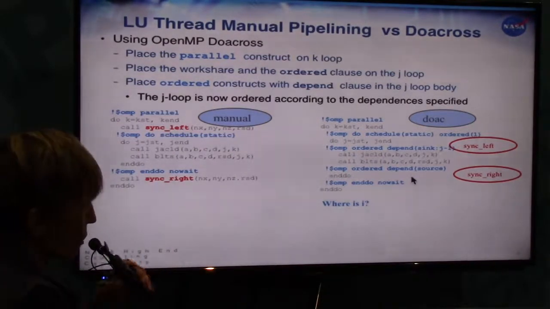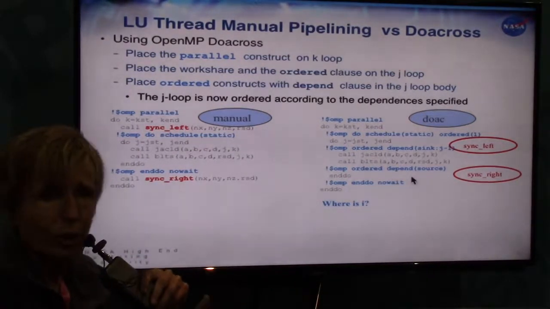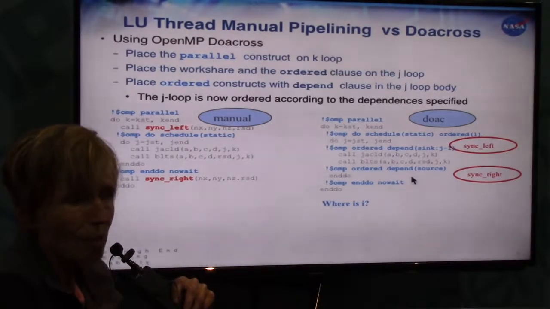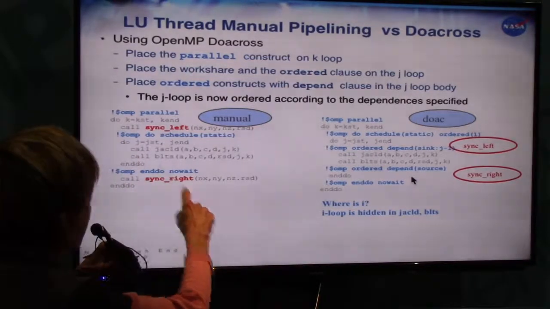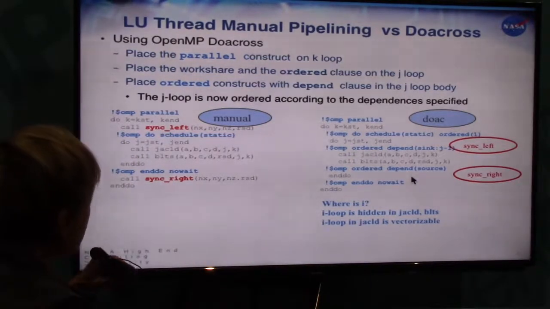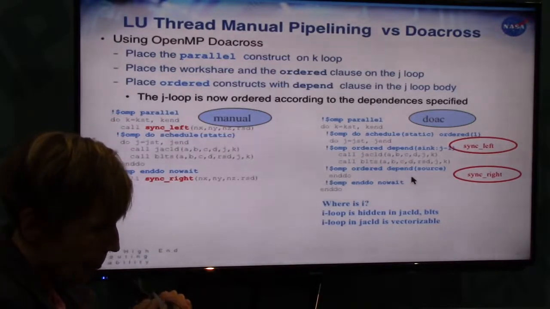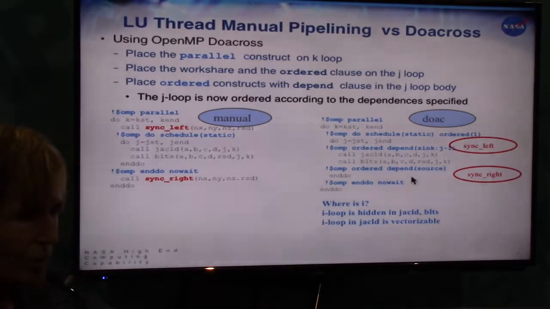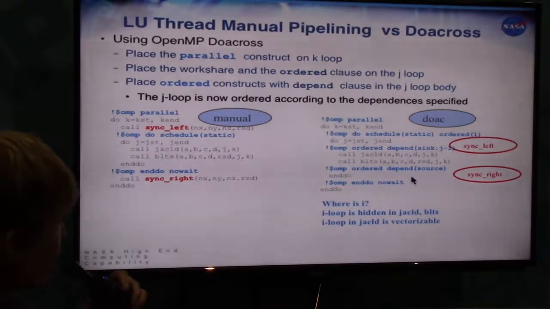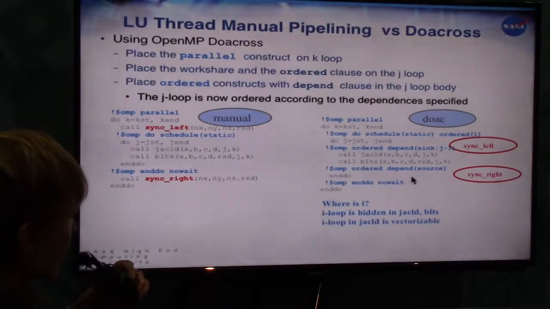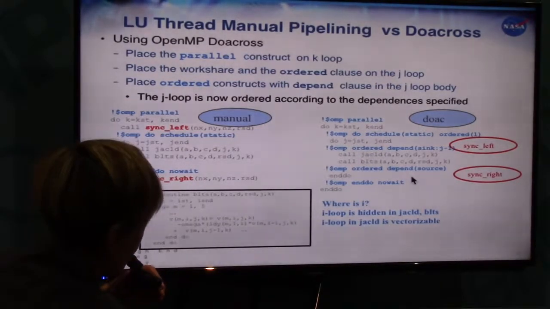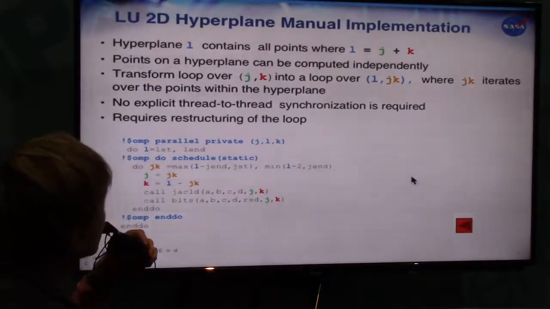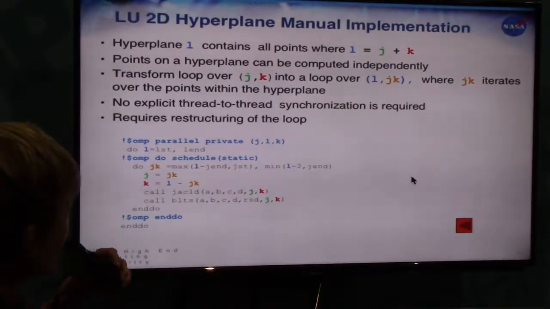Well, one might ask, where is I? Well, where do you think is I? Because we are talking about triply nested loops, it's hidden in these routines JACLD and BLTS, which, somehow the mic is not really working. So, yeah. And BLTS is the one that carries the dependence, and so that was the pipelined version.